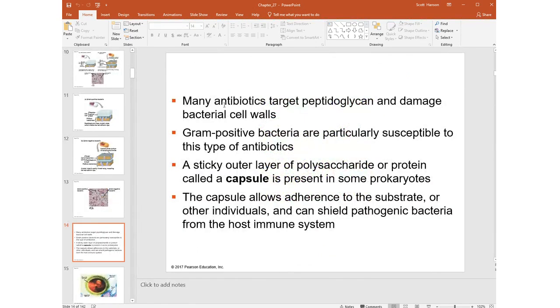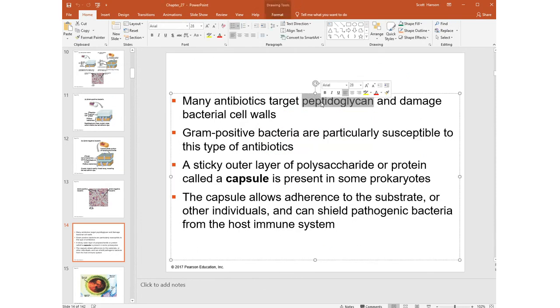So a lot of antibiotics can actually target peptidoglycan and damage bacterial cell walls. And gram-positive bacteria are particularly susceptible to these types of antibiotics since they have a lot of peptidoglycan in their cell walls.